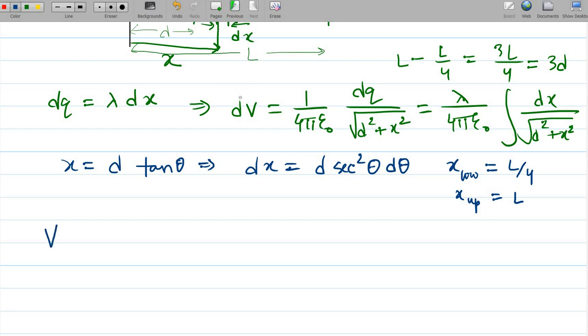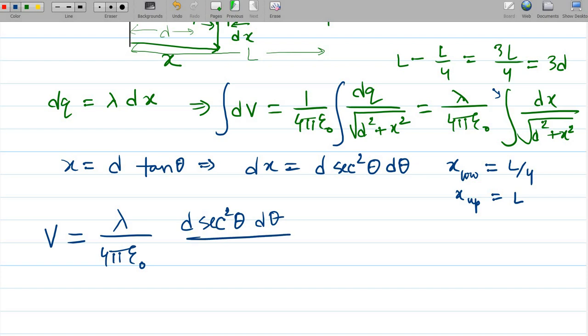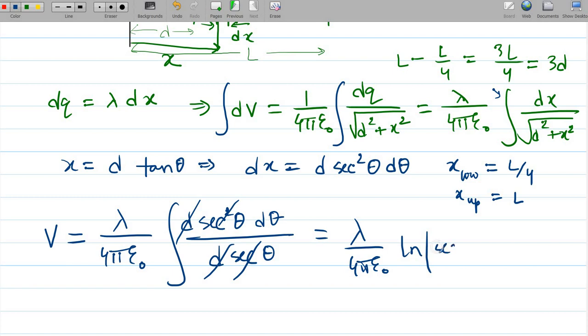So V, oh, I told I have integrated. All right, no problem. Because I have given an integration sign here, I should give it all round. So V is equal to lambda divided by 4 pi epsilon naught. And you know the drill. It's sec squared theta d theta divided by d sec theta. Integral d cancels d, sec theta cancels one of that. So we have lambda divided by 4 pi epsilon naught log of sec theta plus tan theta, right? And then of course you have to take lower limit and upper limit.